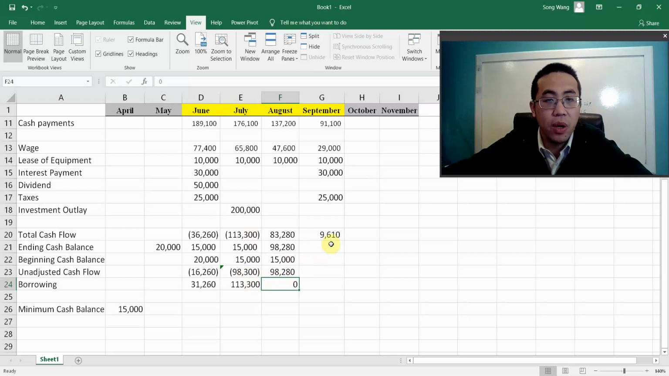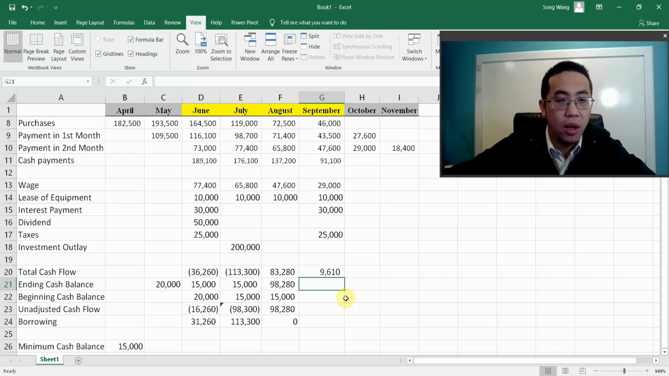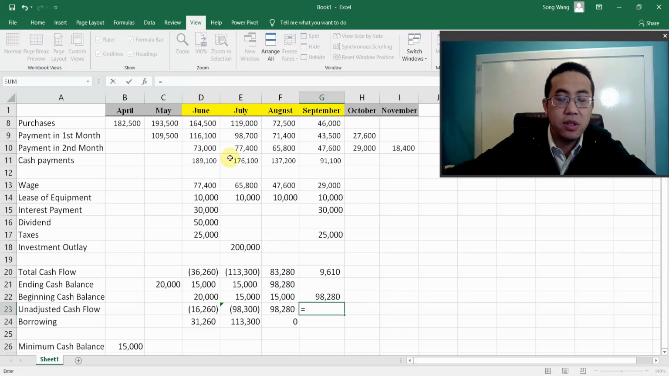And then in the next month, I run into another positive cash flow, 9,610. And right here, what should I do? Well, again, my ending balance of last month equals the beginning balance of this month. And then my unadjusted cash balance: this is what I start with in September, and then this is how much money I make, and that brings me to, well, above $100,000.